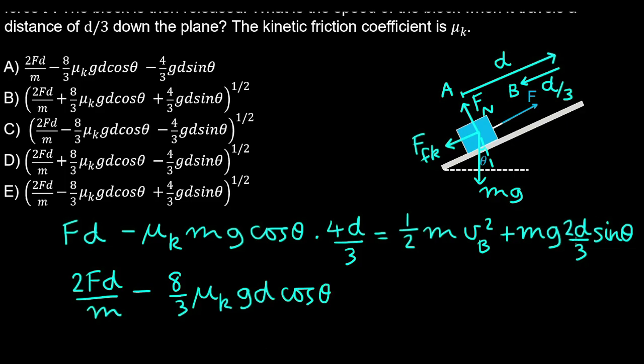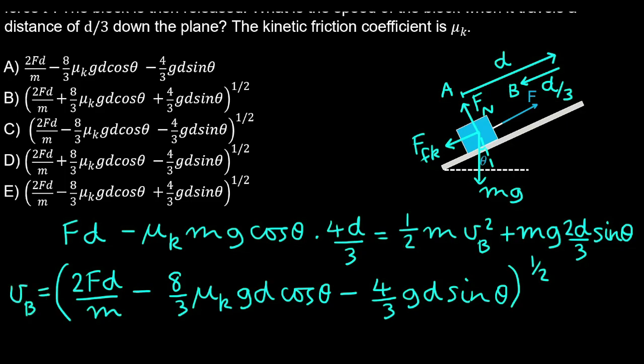And we take the potential energy term to the left hand side of the equation. So we have minus 4 on 3 by gd sine theta. And then we take the square root, and that gives the speed at B. So the correct answer is C.